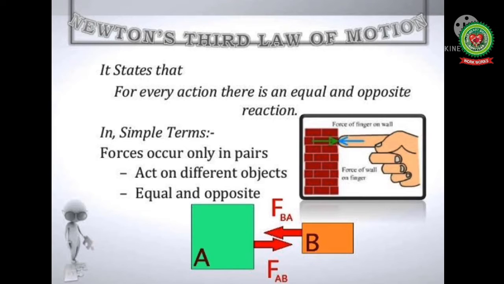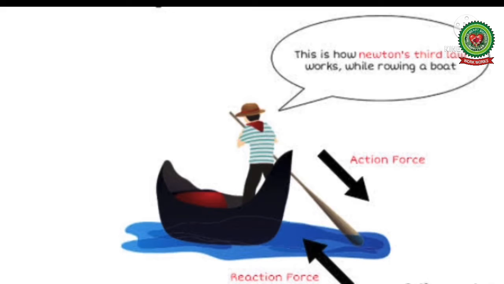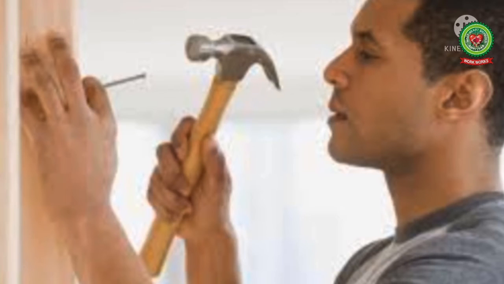The characteristics of Newton's third law are: action and reaction forces occur only in pairs. These two forces act on different bodies. And the third one is action and reaction forces are always equal and opposite. Some examples of Newton's third law are pushing a wall, and second, rowing a boat with an oar. Let's understand Newton's third law using some examples.